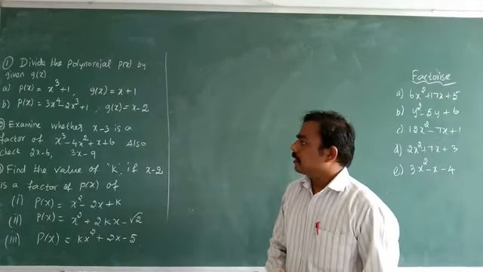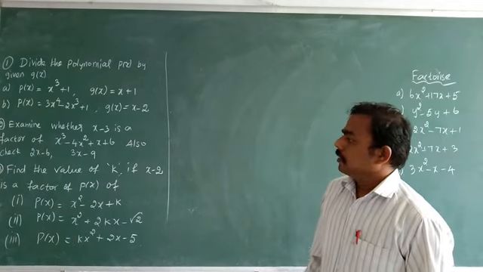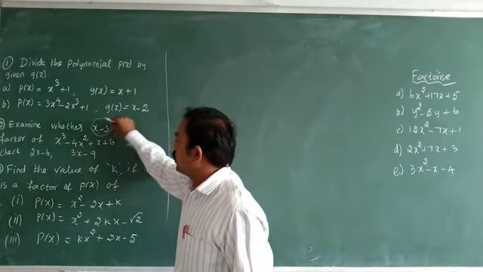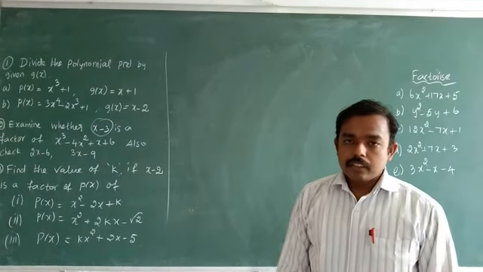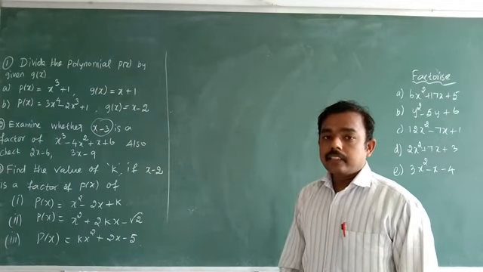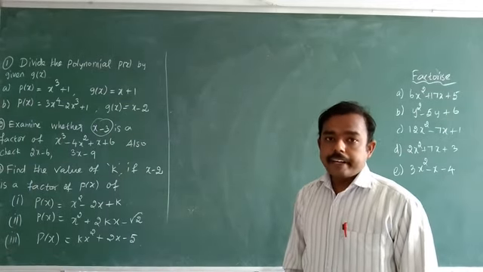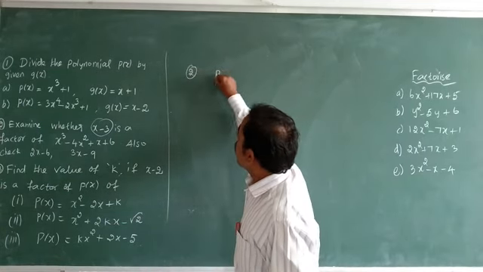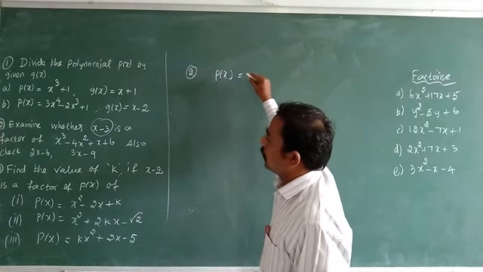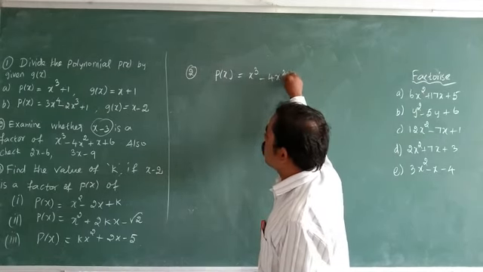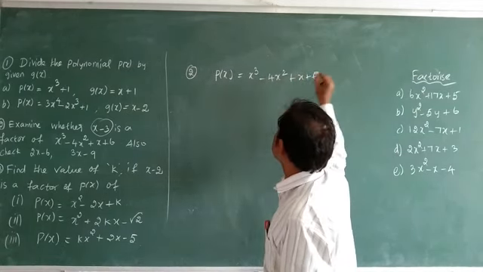Examine whether x minus 3 is a factor of this thing. Already you know, you studied, that if x minus 3 is a factor, then it should satisfy this equation, so that your remainder is 0. So consider the second problem. Consider the polynomial p of x equal to x power 3 minus 4x squared plus x plus 6.